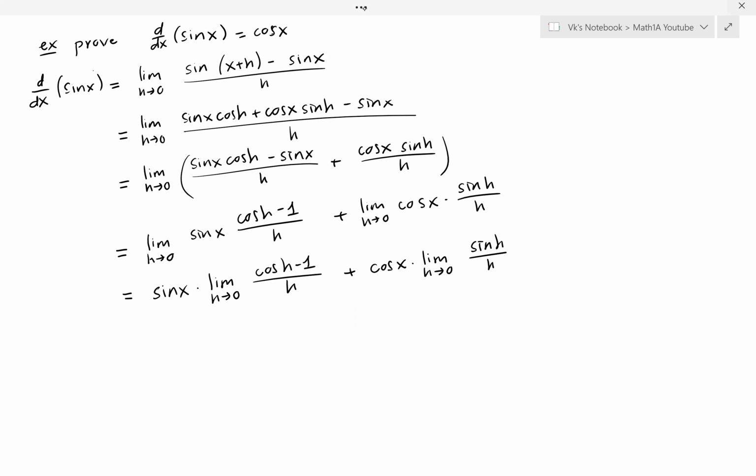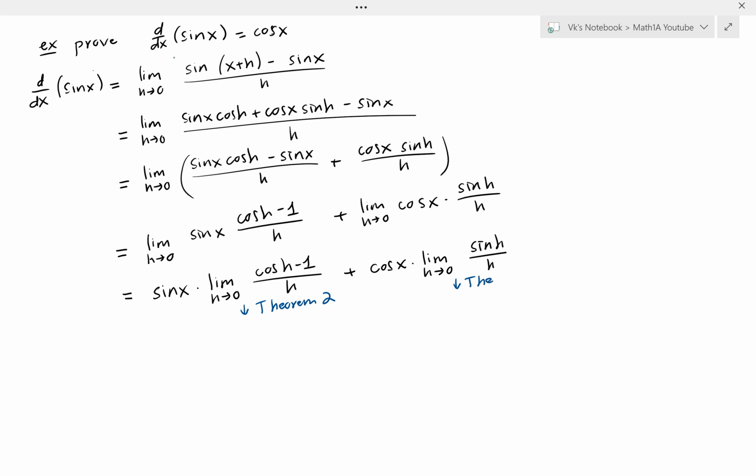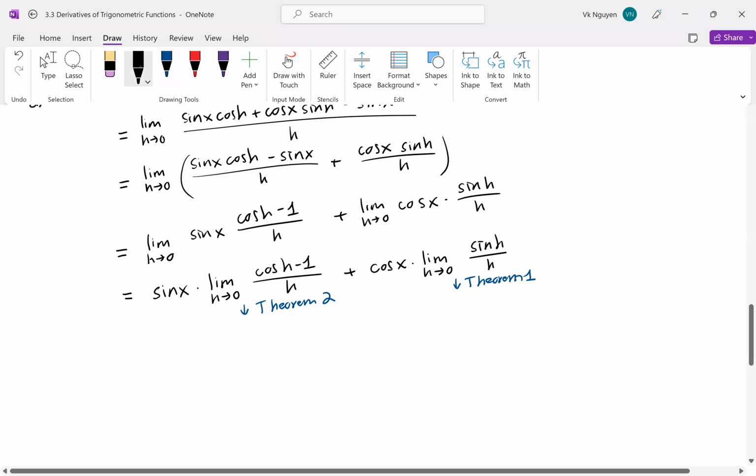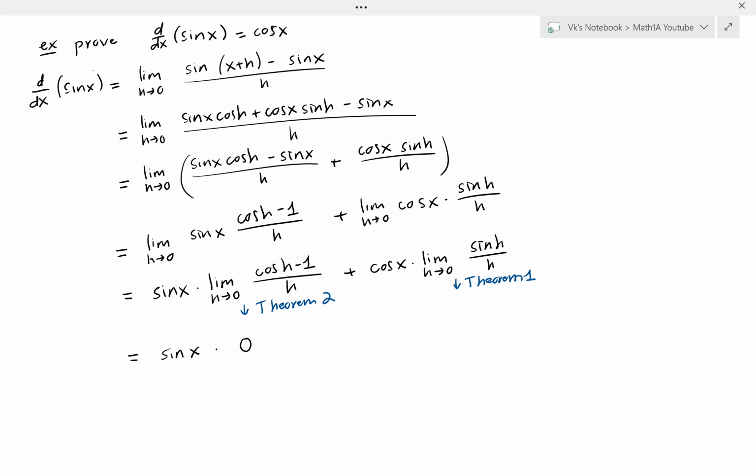Well, we use the theorem that we covered earlier. This is theorem 2, and this one is theorem 1. Using theorem 2, we have sine x multiplied to 0 plus, using theorem 1, we have cosine x multiplied to 1, and therefore the derivative of sine x is cosine x. Very nice. Let's do a few more examples.